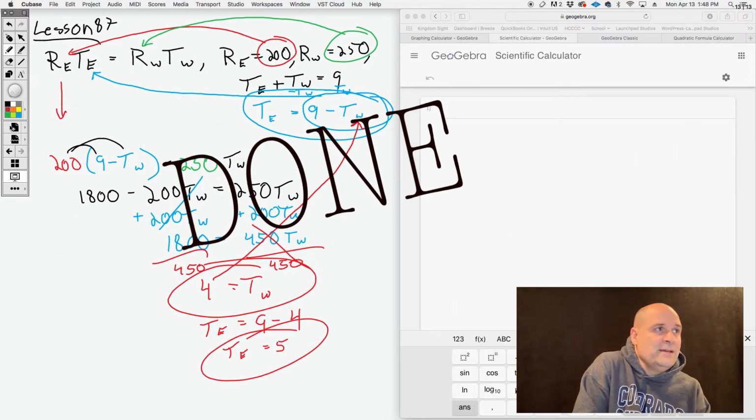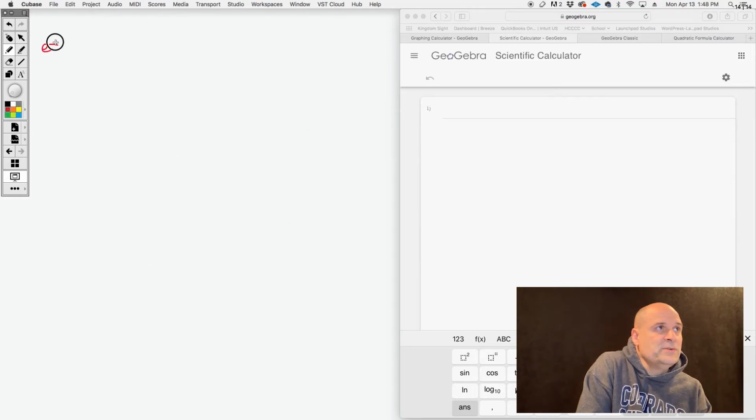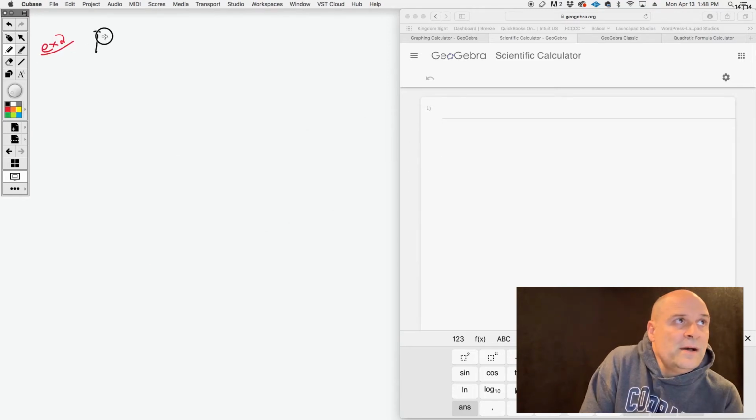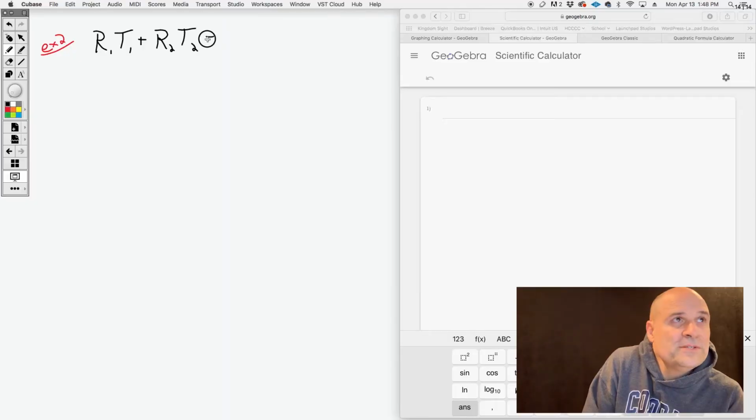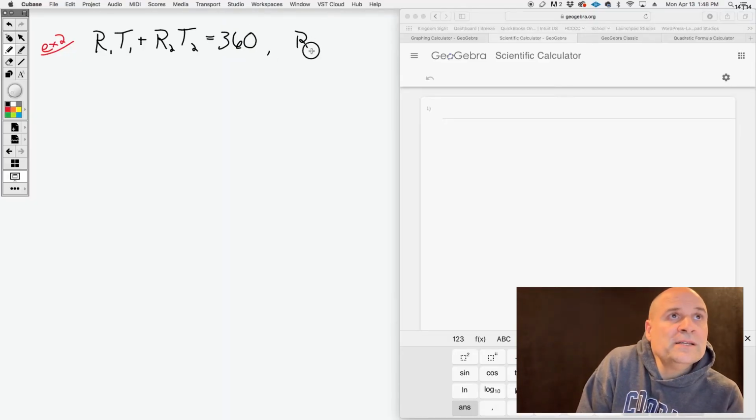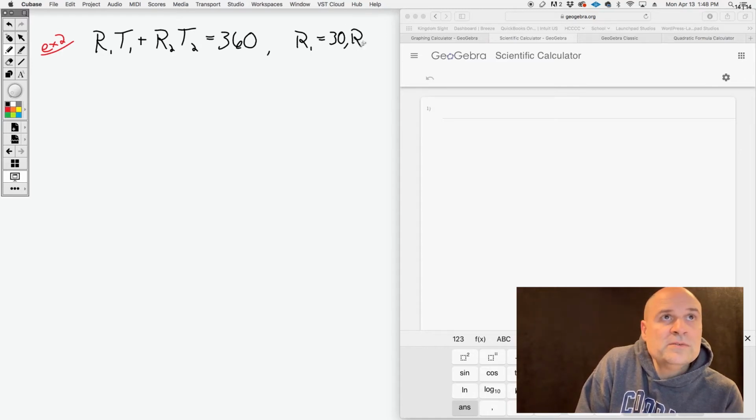All right, let's try another example. Here's example 2. Let's see, R1 T1. Ooh, yes, we get to say this. R2 T2 equals 360. What else do we know? Well, R1 equals 30. R2 equals 40. And then we get this thing, T1 plus T2 equals 10.